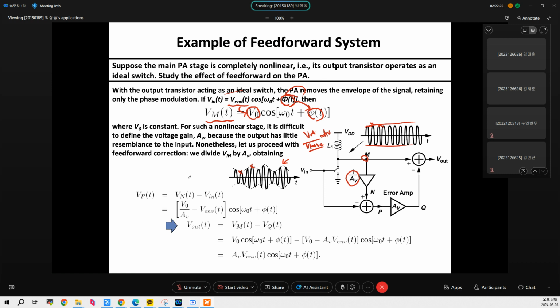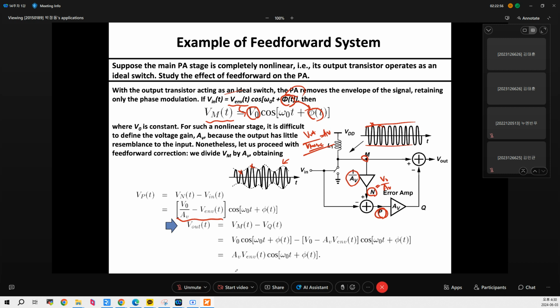So what is VP here? Just subtract between these two. This is scaled down by AV, which is defined by this. Whatever it is, this is a constant, right? So Vn, minus Vin, is VP. So Vn is V out divided by AV. Okay, so you get this.